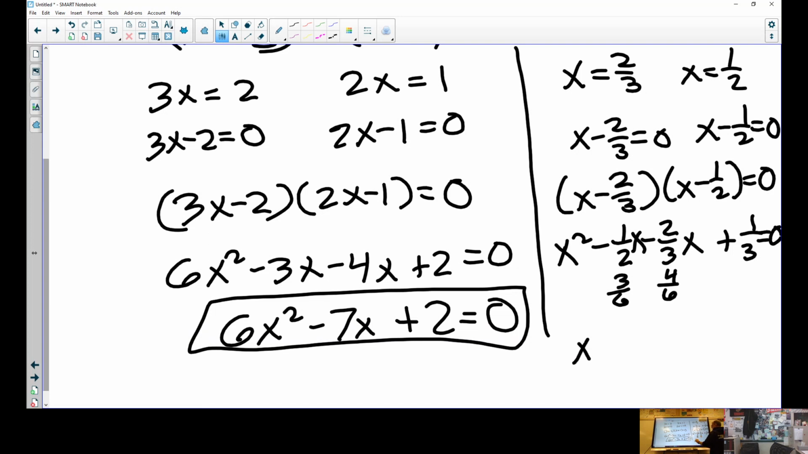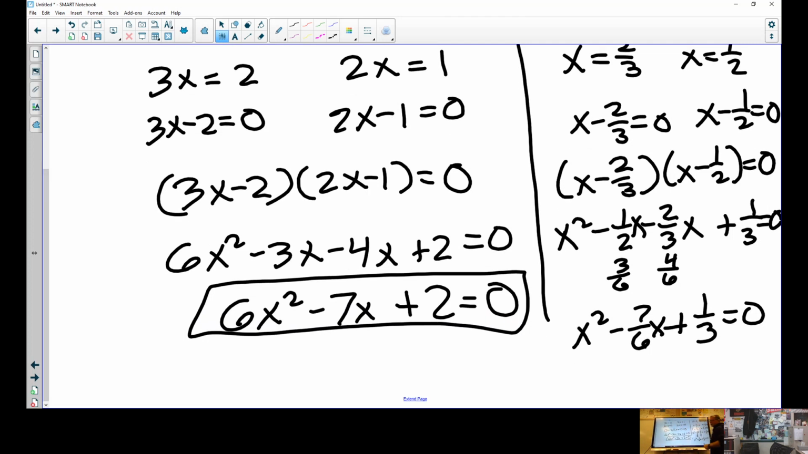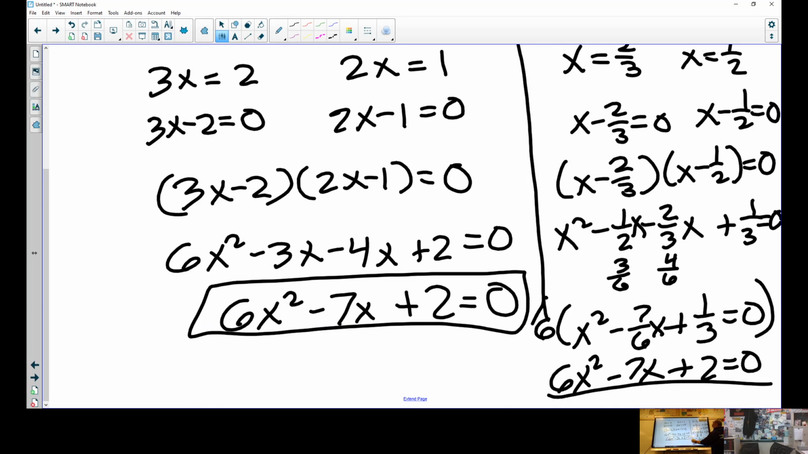And so what would we have? X squared minus 7/6 x plus 1/3 equals 0. And now, that's not done, because what did it say in the directions? It said to write this in standard form. That's not standard form, it's got fractions. So we'd have to multiply everything by 6. We'd get 6x squared minus 7x plus 2 equals 0. Same answer, same result, just a different process.